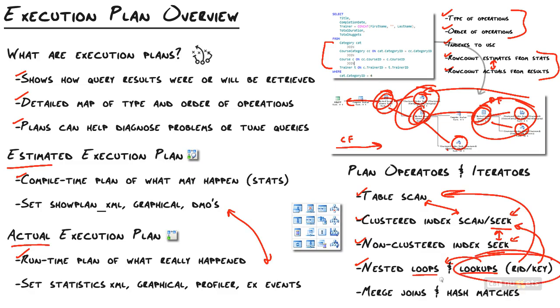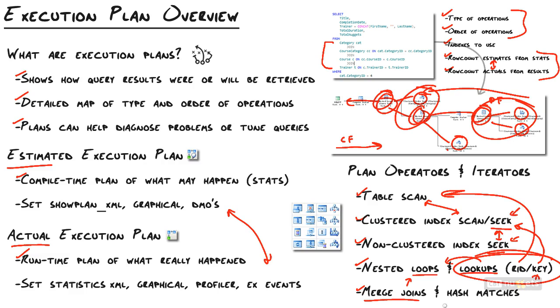Usually you can get rid of these, at least with the key lookup, by including columns inside of your index. That way it doesn't have to do a lookup and it can pull all of the data from the clustered index. Merge joins and hash matches are in the same ballpark as nested loops. This is what happens when you need to bring data together, but they're not as efficient as nested loops.